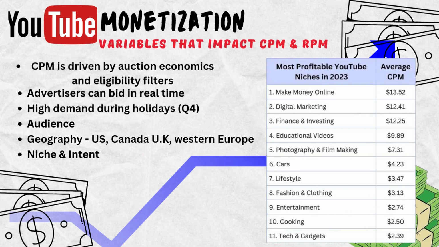And what variables impact CPM and RPM? As I mentioned earlier, CPM is driven by auction economics and eligibility filters. Advertisers can bid in real time. There's a high demand during the holidays, like in the fourth quarter. There's a lower demand during January, which is the first quarter. Other factors are the target audience, the geography, the niche, and intent.